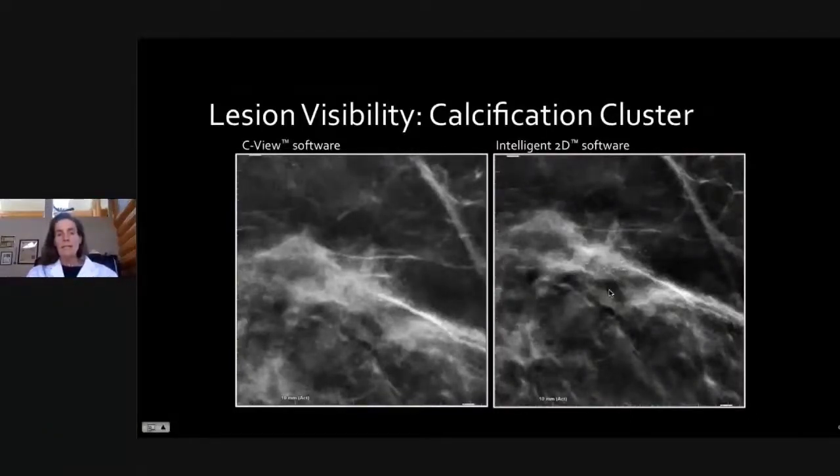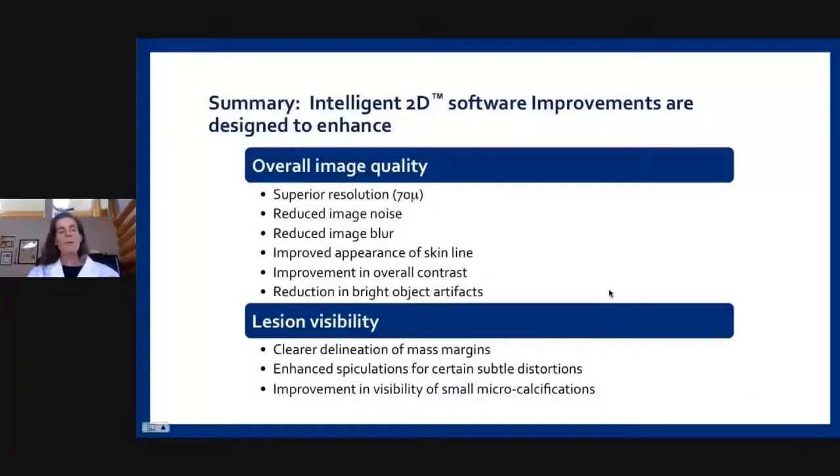So overall, basically, better resolution, the noise is reduced, blur, the skin line looks so much better, and just overall contrast. And again, those bright objects in the artifacts. So again, better for our patients, easier for us to find the lesions.